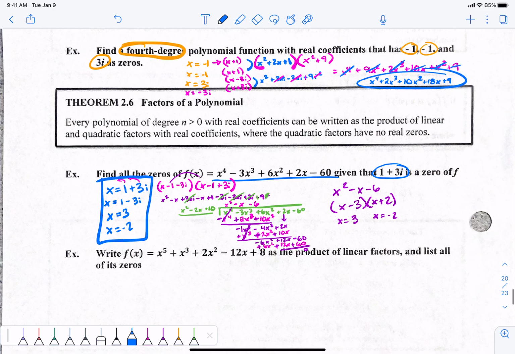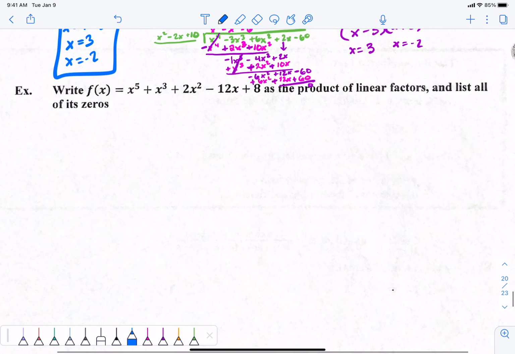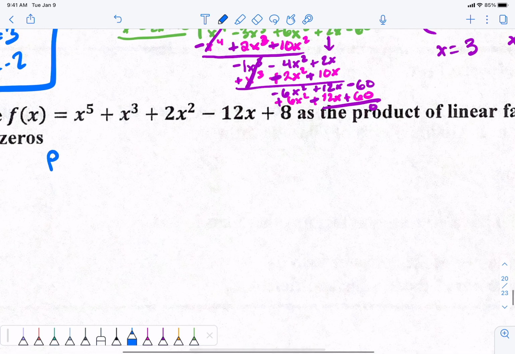All right, last example, start to finish. We got lots of room here, so that's exciting. Okay, we are going to factor this as a product of linear factors and list all of its zeros. We have 5 answers, all right? We just pray that all of them are rational, right? And then we're done. So let's start with the P over Q method to see where we get.